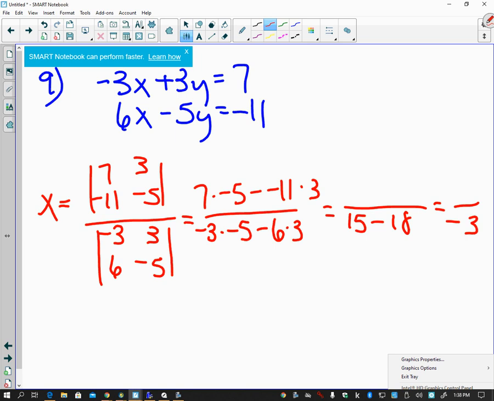7 times negative 5 is negative 35. Minus negative 11 times 3, so that would end up being plus 33. So what do we end up with? We end up with what, negative 2? All right, so my x equals positive 2/3.